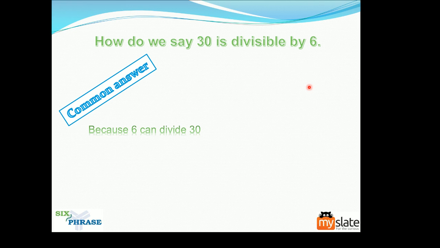Now tell me, is this an appropriate answer for my question? Obviously not. I'm asking the reason. What is the reason 30 is divisible by 6? Now you are telling me 30 is divisible by 6 because 6 can divide 30. It is like me asking you why you did not come to college yesterday, and your reply is, I did not come to college yesterday because I did not come to college yesterday. Now, how does this answer look? That is how this answer looks to me.